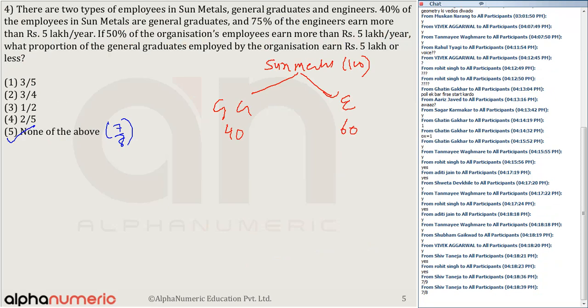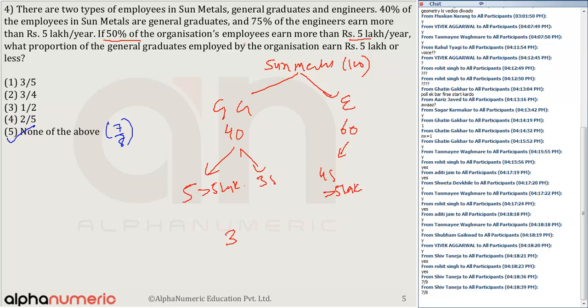ठीक है, and 75% of the engineers earn more than 5 lakh. 75% means 3/4. 3/4 इसका कितना हो जाएगा? 45. 45 of them are earning more than 5 lakh. Okay, and if 50% of the organization's employees earn more than 5 lakh, 50% यानी कि 100 में से 50 लोग, तो जनरल ग्रेजुएट्स 5 होंगे who are earning more than 5 lakh. What proportion of the general graduates earn rupees 5 lakh or less? So the answer will be 35.